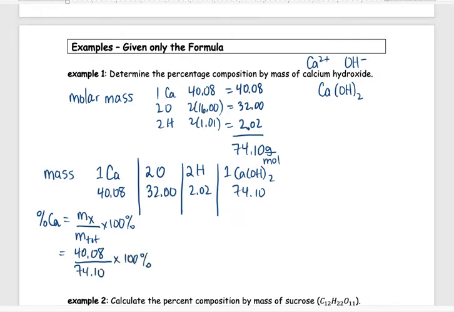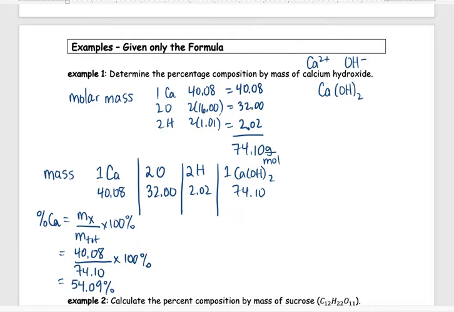Okay, so if we divide these, we will get, and let's go two decimal places here, everything's got two decimal places, 54.09%. So calcium within the calcium hydroxide compound makes up 54.09% by mass, right?